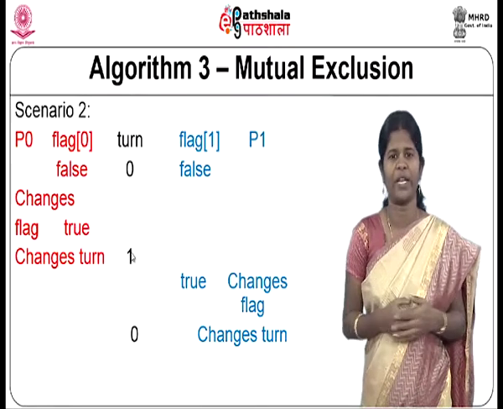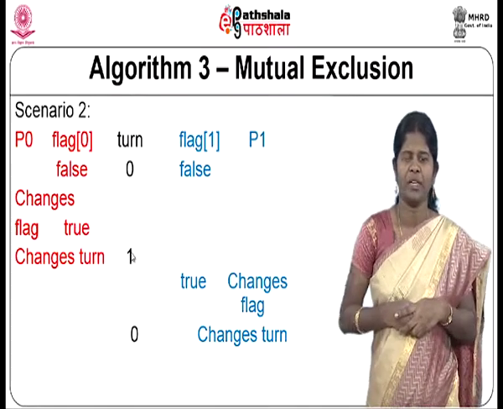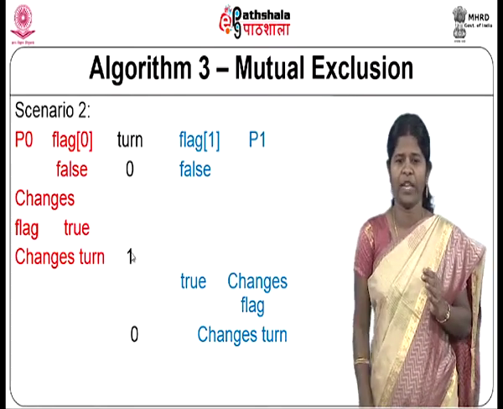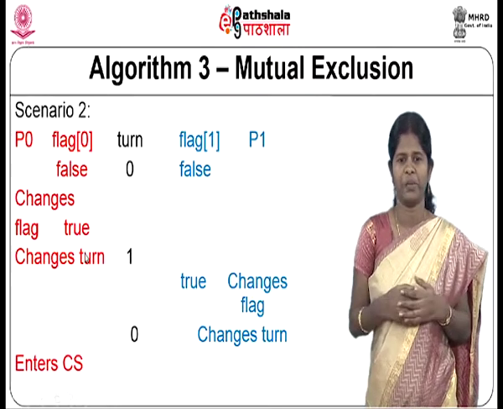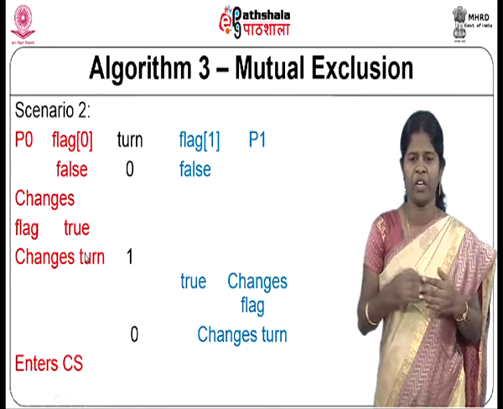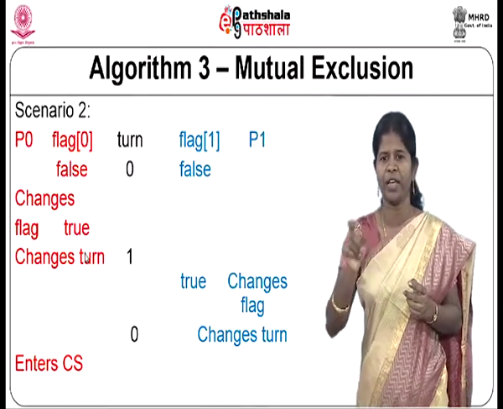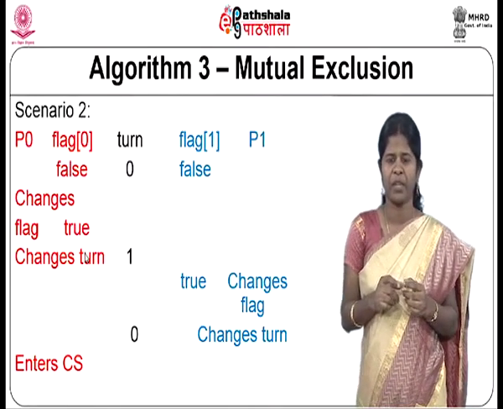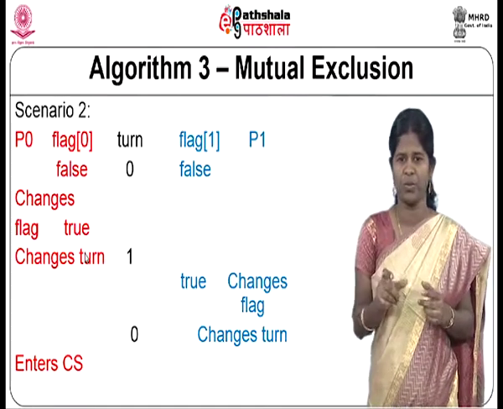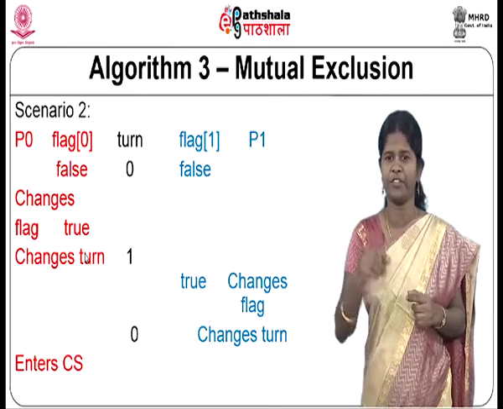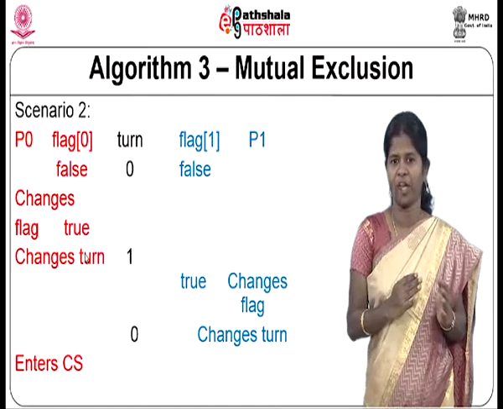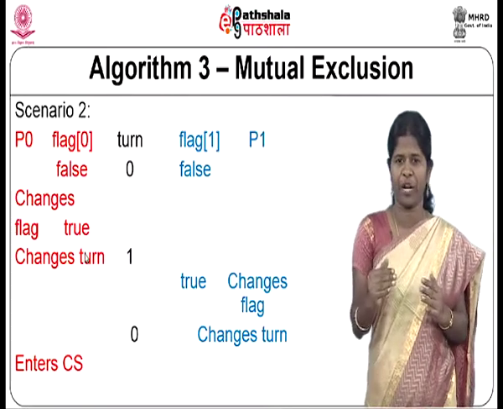Now, there are two processes P0 and P1, both competing to enter critical section. So, who will now enter critical section? See, if P0 tries to execute the next statement, while flag of j and turn equal to j. Flag of j is true. What is flag of j? Flag of j is flag of 1. For P0, flag of j is flag of 1.